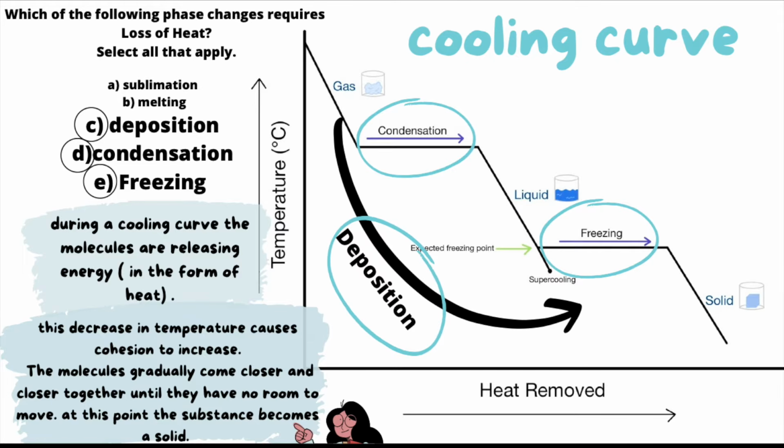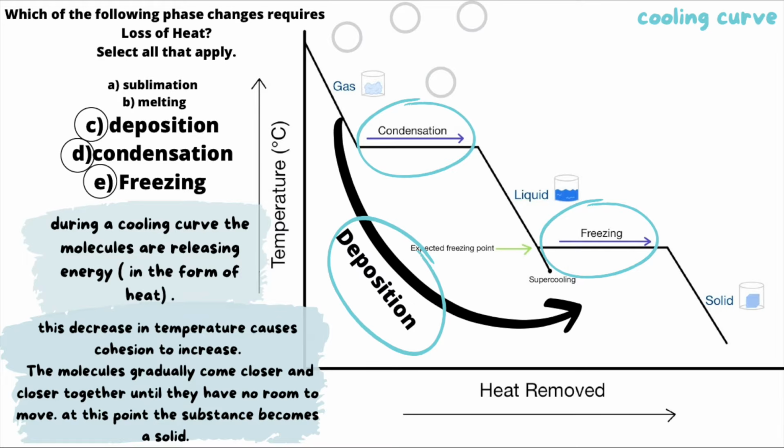And remember, cohesion is pretty much like the glue that keeps the molecules together. So this decrease in temperature causes cohesion to increase, and the molecules come closer together. They become more compact. As a result, they gradually come closer and closer together until they have no room to move. At this point, the substance becomes a solid because remember, solids do not move. They just vibrate in a fixed place. The molecules vibrate in a fixed place.